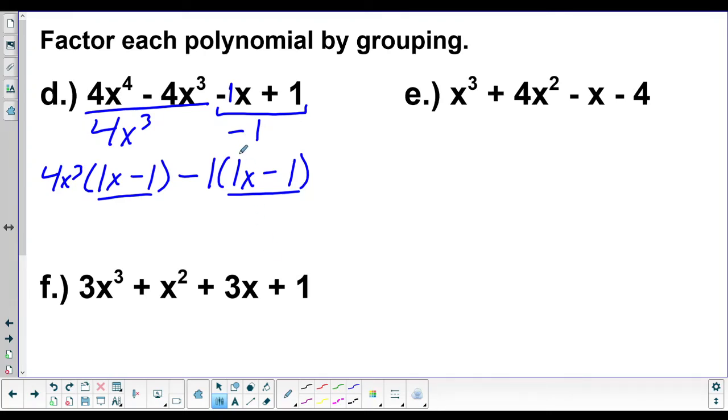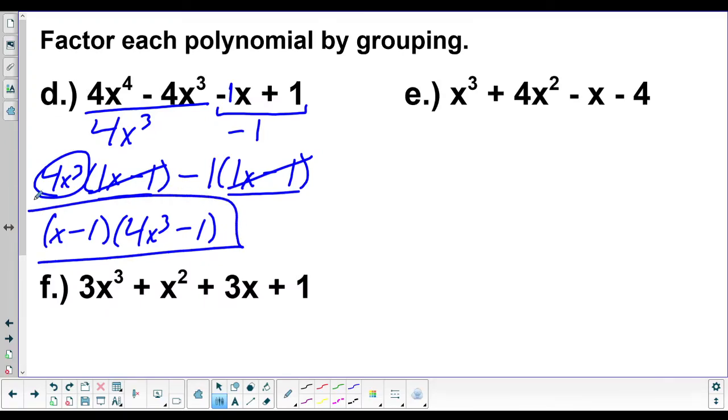All right. Now, the thing that these have in common is the 1x minus 1. So we're going to take that out. X minus 1. This will cancel. We have 4x cubed left. This will go away. We have minus 1 left. And then this is factored.